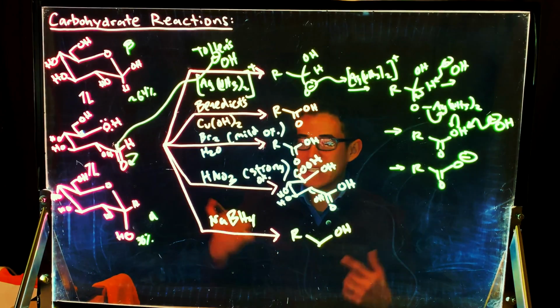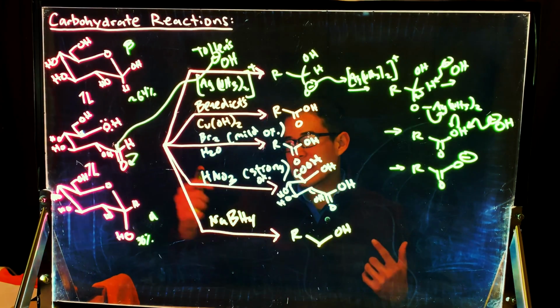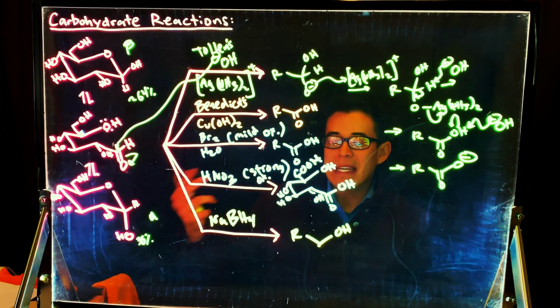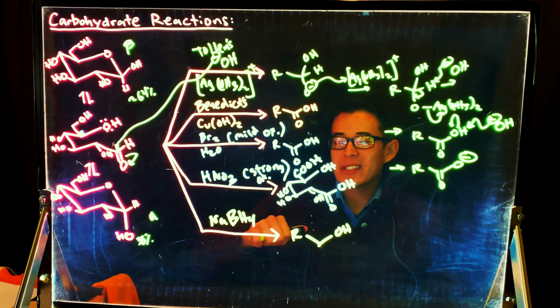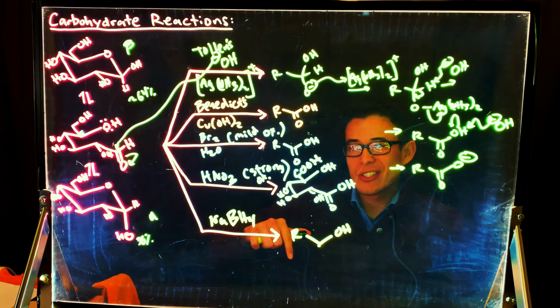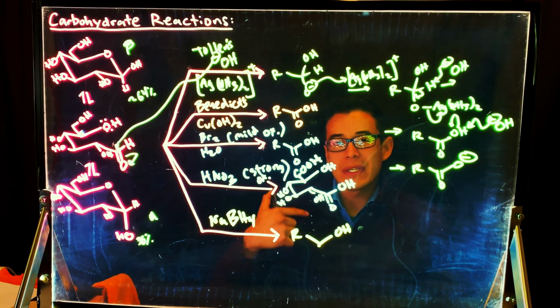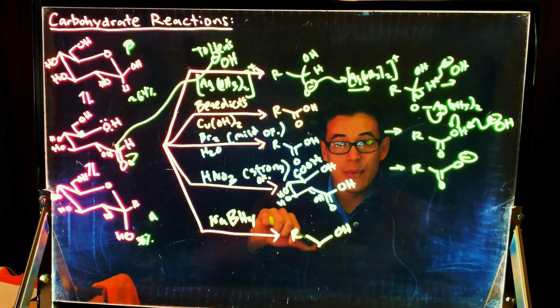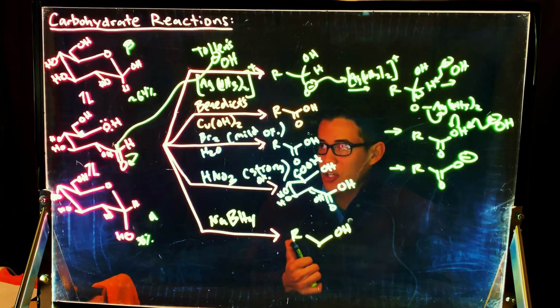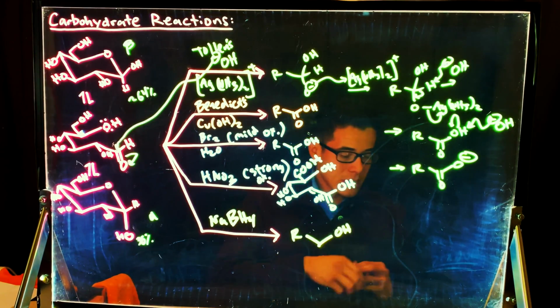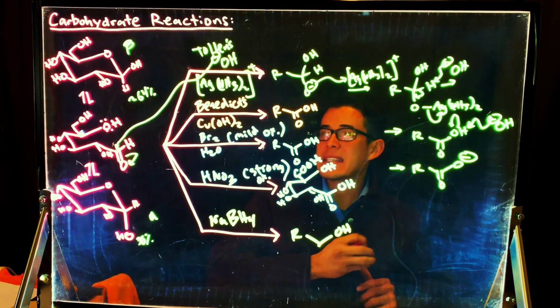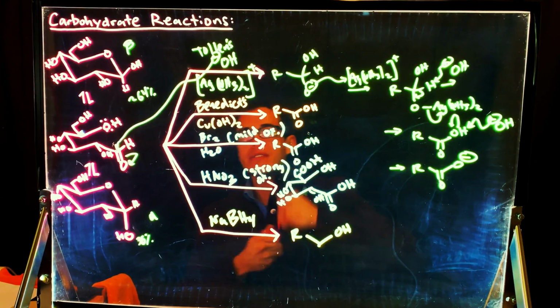If we had a ketose, it could do the same thing. If we had a ketose at carbon 2, it would also change that location. It would change that carbon to an OH, and it would be both in the R and the S stereochemistry. Great. The last thing I want to do, I want to talk about the difference between esterification.